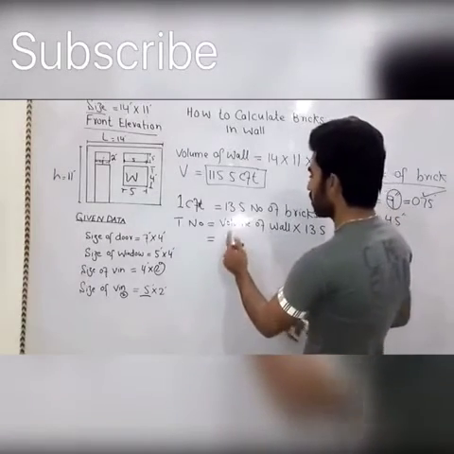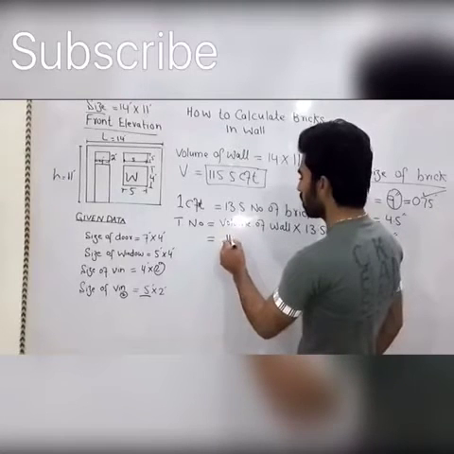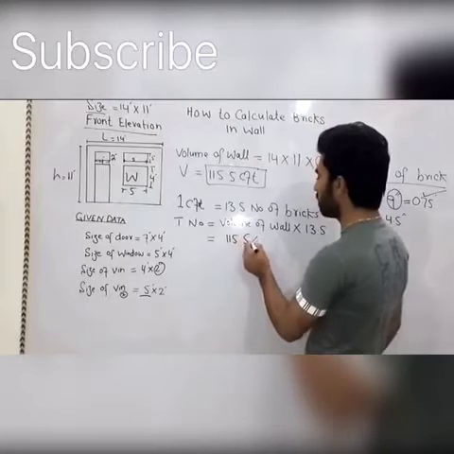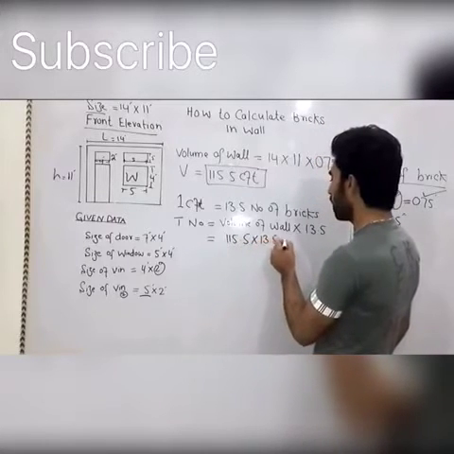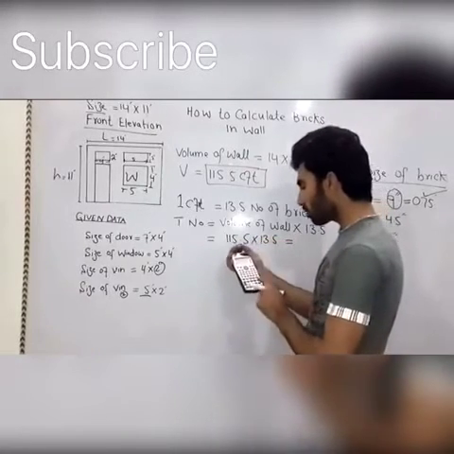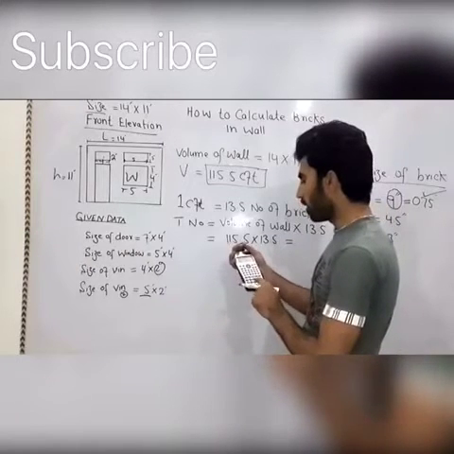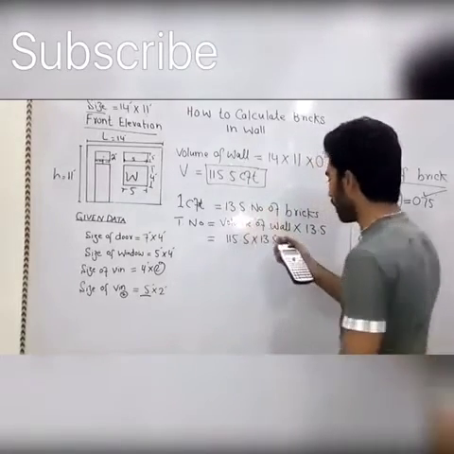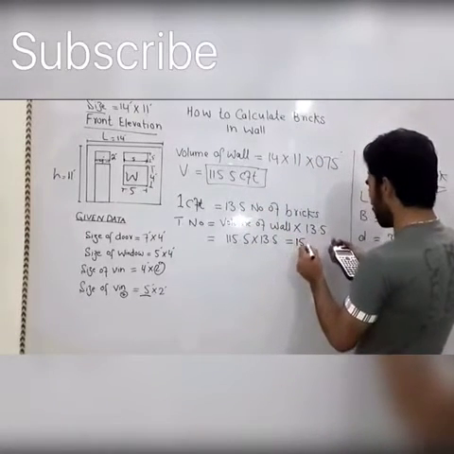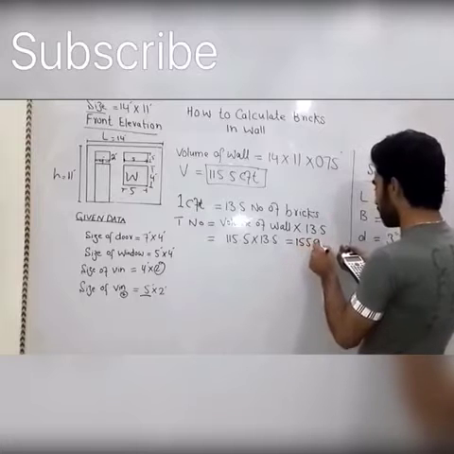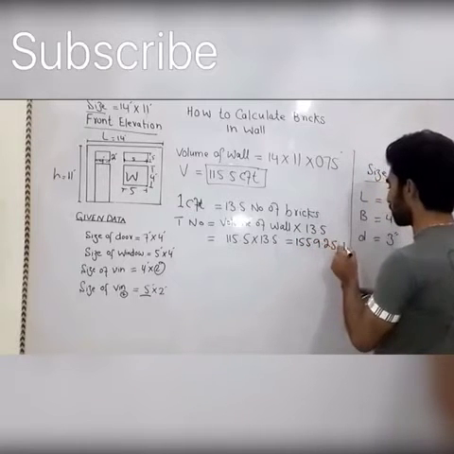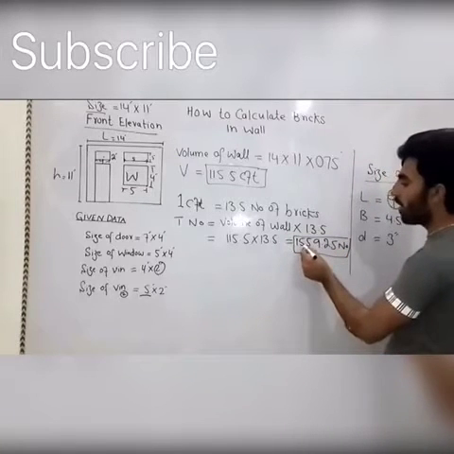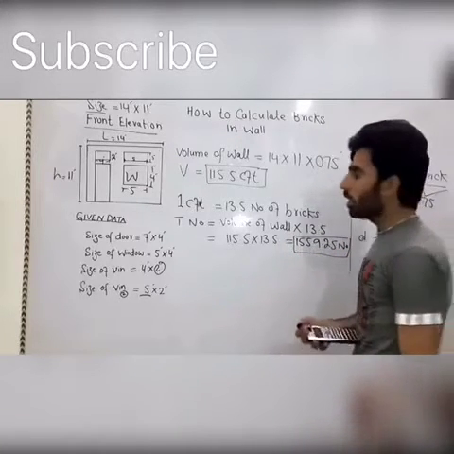So the volume is how much? 115.5 multiplied by 13.5 gives you 1559.25, so 1559.25 numbers. So about 1559 bricks are required here.